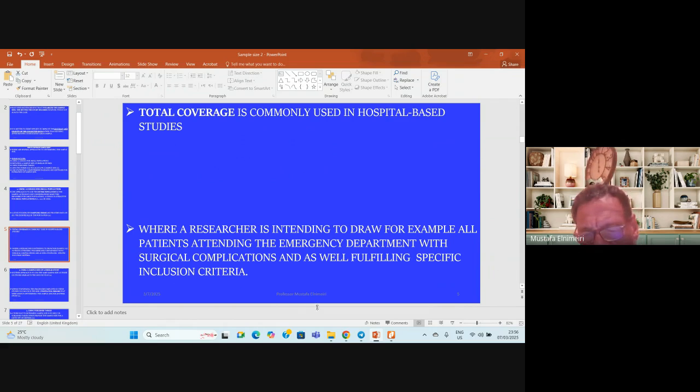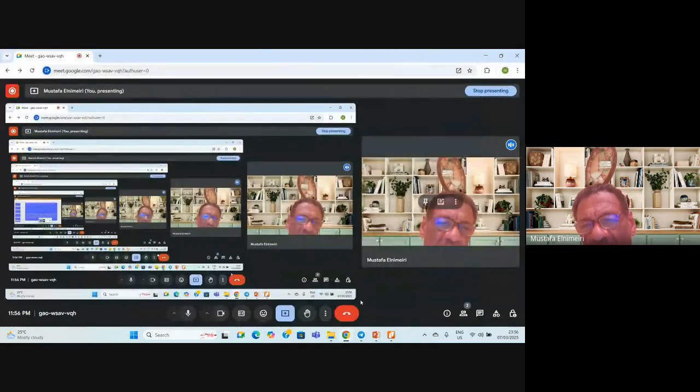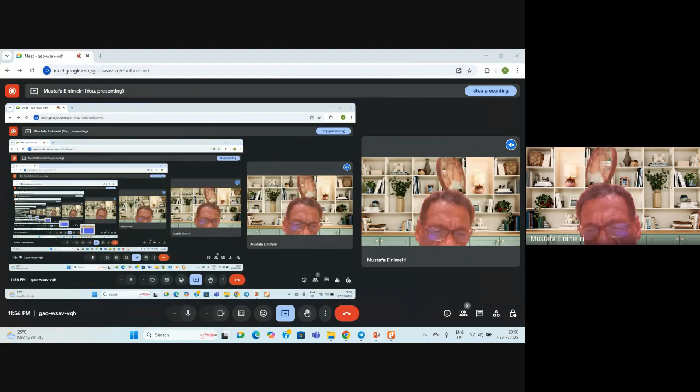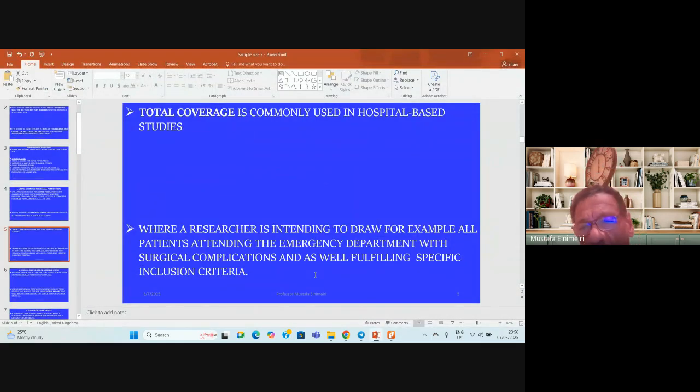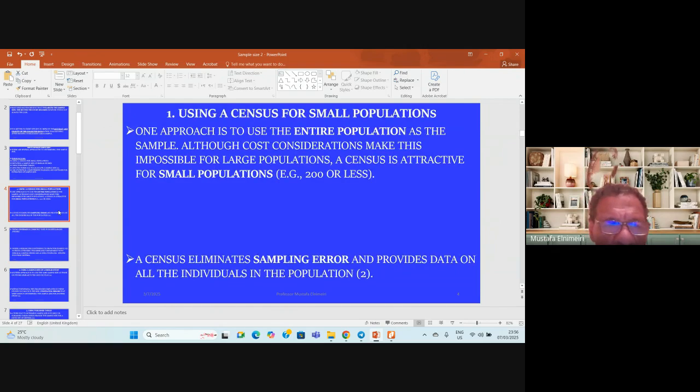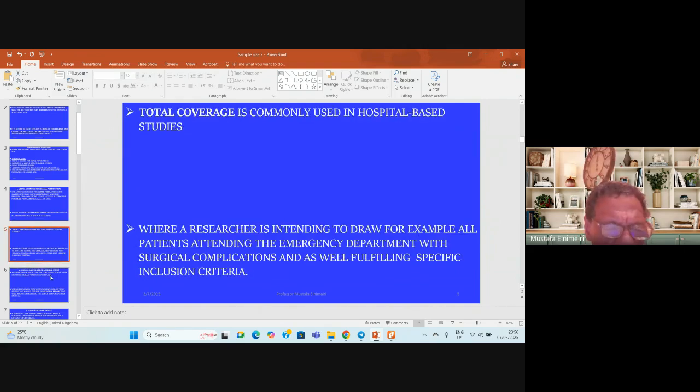Also, sometimes we resort to total coverage of the whole population. For example, if a researcher is intending to include all patients attending the emergency department in a tertiary hospital with surgical complications, as well as fulfilling specific criteria, for 2 months or 3 months, the duration of the study. So there is total coverage for the whole population. One of the problems with using the census is that you eliminate the sampling error, but there are some problems if the population is large, as we have mentioned.